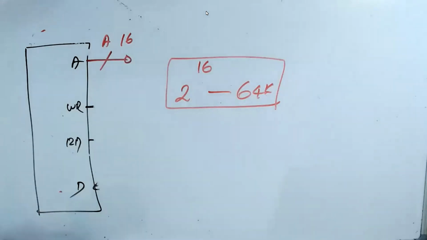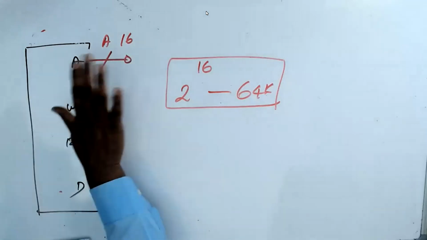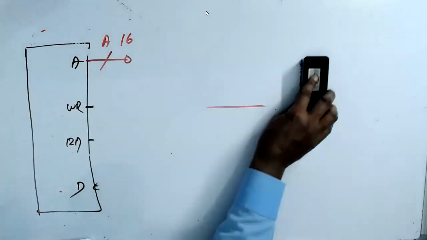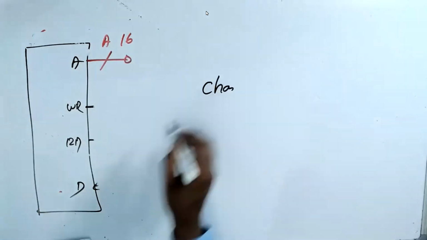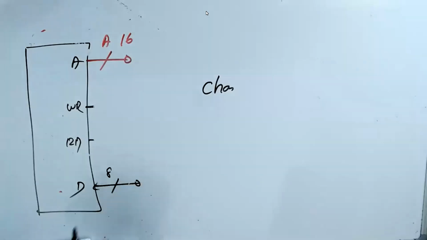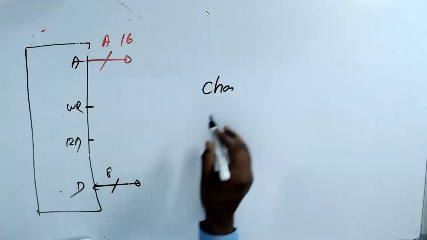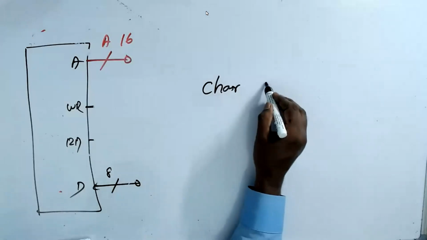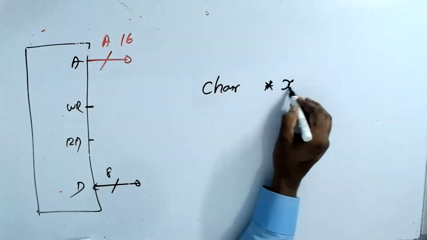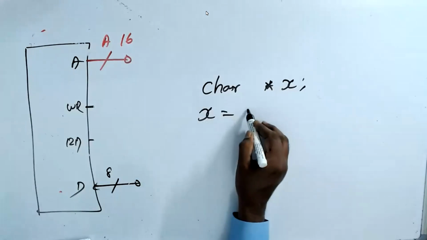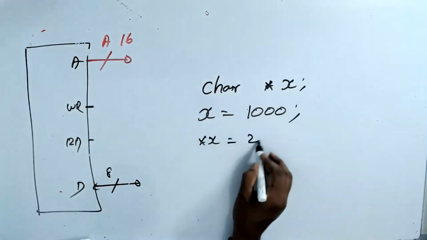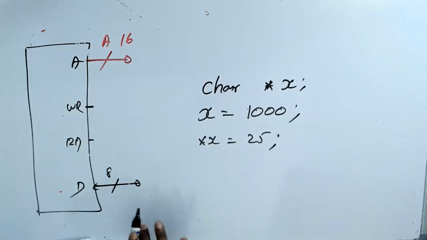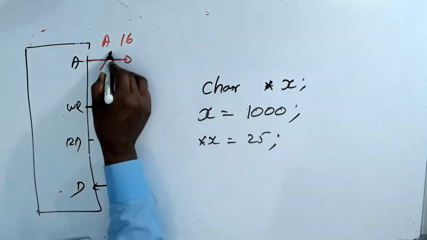Now the trick here is, that's what for microprocessor. How do you access this? I write a program like this. Char, we assume that only 8-bit. We assume 8-bit. Let us not assume. If we say char star x, x is equal to 1000. Star x is equal to 25. What you are doing is you are giving the address 1000.